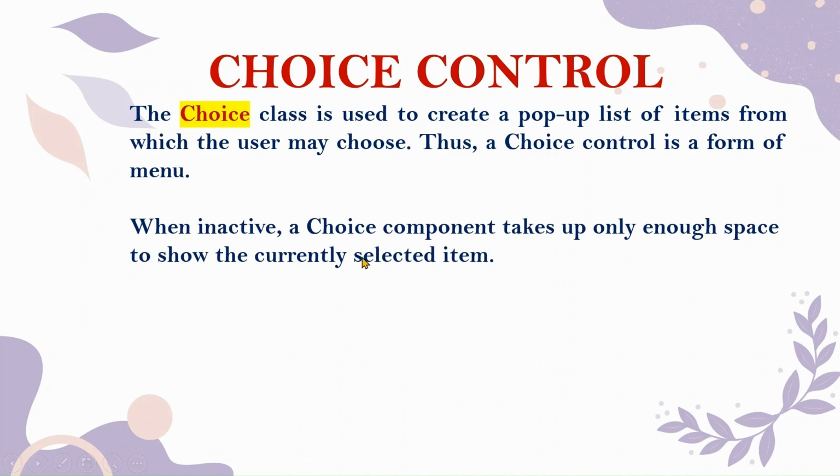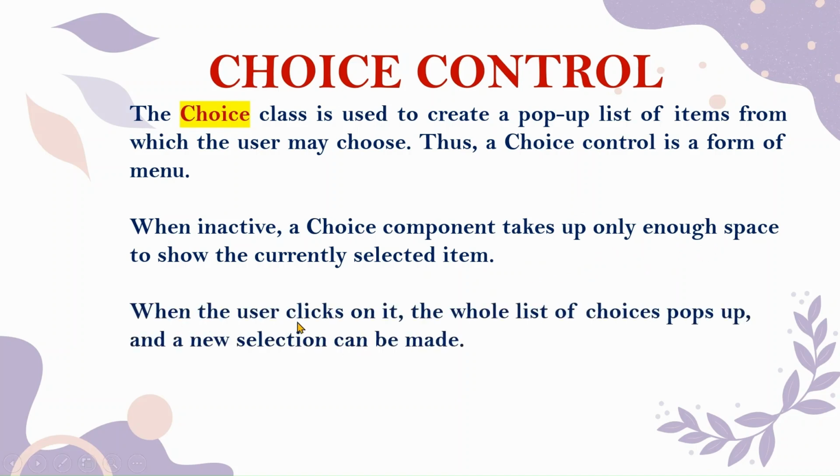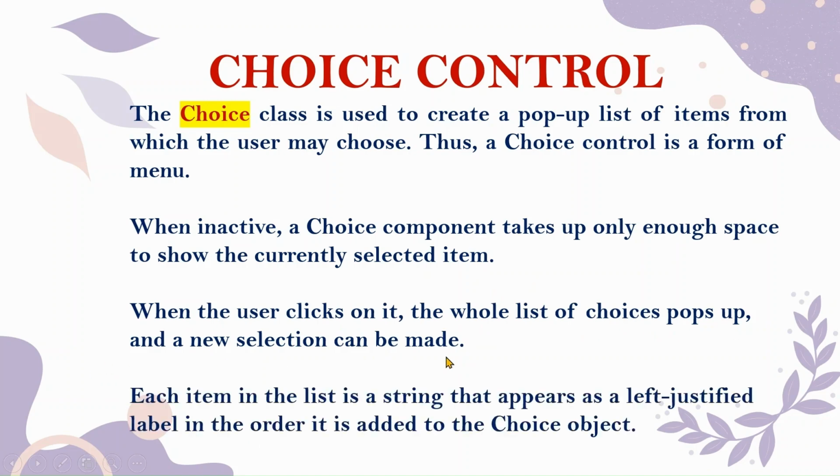Now when the choice control is inactive, a choice component takes up only enough space to show the currently selected item. Whenever you click a drop-down list, only then do we require some space where all the options can be seen. Whenever it is inactive, only the selected item can be seen. In that sense, we say that only the minimum space is taken by the choice control when it is inactive. Now when the user clicks on it, the whole list of choices pops up. In the previous slide, when you click a drop down list, you get all the options that were added, and a new selection can be made from the existing choices.